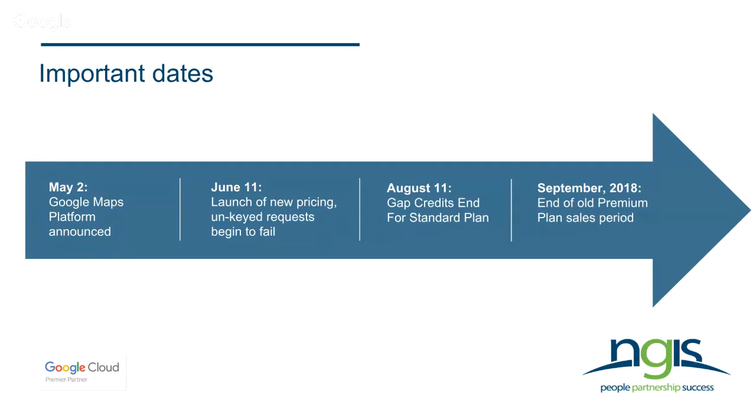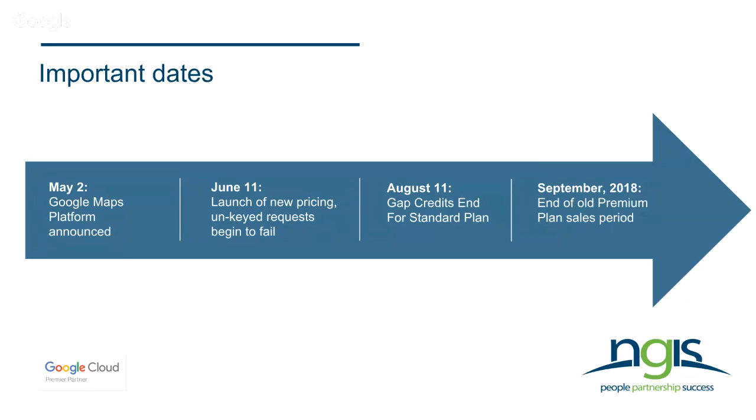On May 2, there was the announcement of the Google Maps platform. That's already clear. June 11 is when the new pricing begins and unkeyed requests begin to fail. There is a grace period up to the 11th of August, at which all unkeyed requests will simply no longer work. Between June 11th and August 11th, you'll receive warnings and notifications that you need to change that.